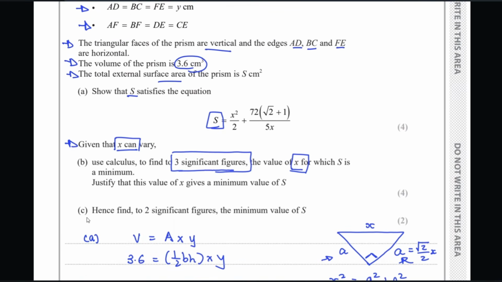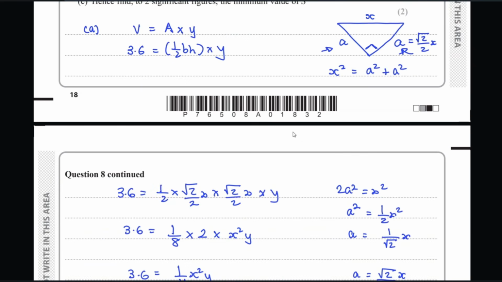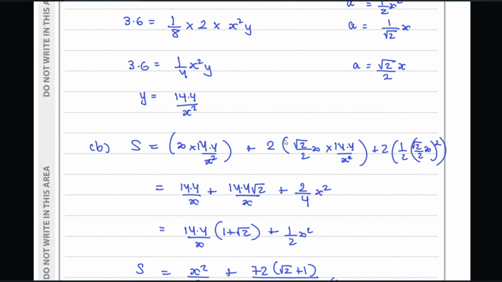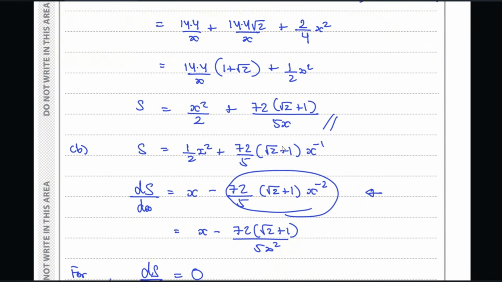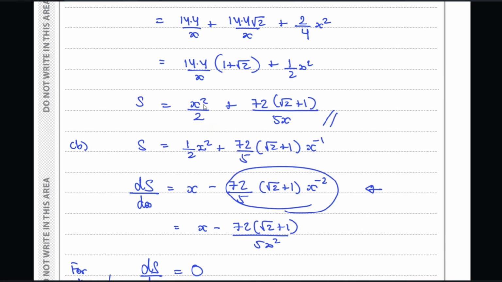Question C. So question C is hence find to 2 significant figures the minimum value of s. So we know the x value when s is minimum. So let's replace this x value in the s equation. So we have the s equation here. We just need to replace 3.26 in place of x.